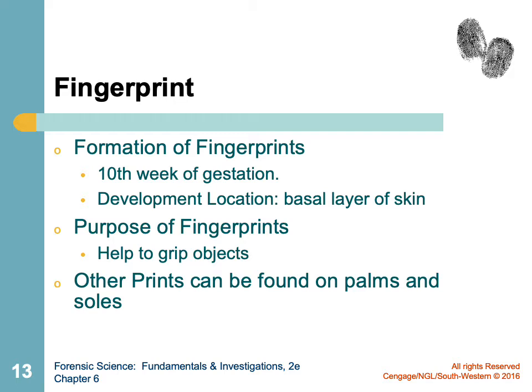Fingerprints. So the formation of fingerprints happens during the 10th week, and depending upon how you lay in the womb is how those 3 types of fingerprints develop. Okay, they develop in the basal layer of the skin, and I'll talk about the different structures of the skin coming up. But the purpose is to help you grip objects, and then they are starting to collect other prints like the palms and soles of the feet. The FBI is, at least palms, I know they are.